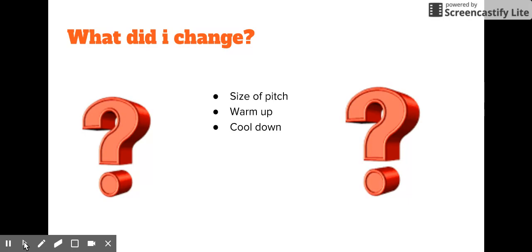I also changed the cool down. I didn't actually need to do a cool down, because they were doing exercise straight after my session. So I just got them into a circle and asked them how they found the session, asked them what they'd learnt, and engaged with them that way. But I didn't actually do any cool down stretches with them.